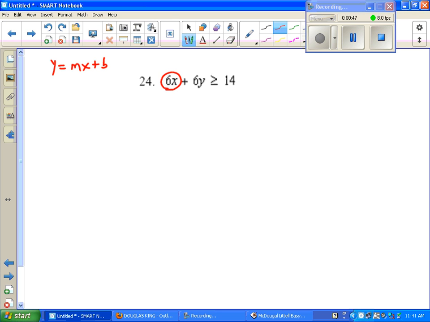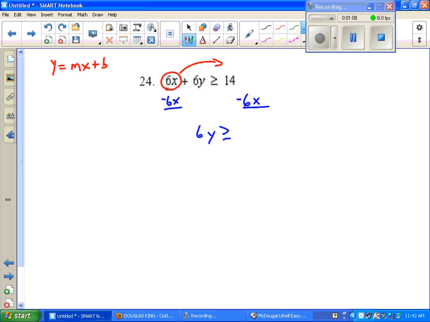6x is not the y term. That needs to go to the other side. So that says positive 6x. Undo that by subtracting it. And if you do that to the left side, subtract 6x from the right side. What that leaves you with is 6y on the left. And all we did was subtract it, so our sign will stay the same. We don't need to flip it.